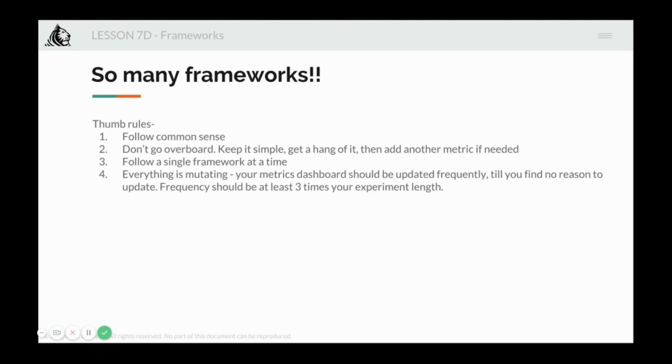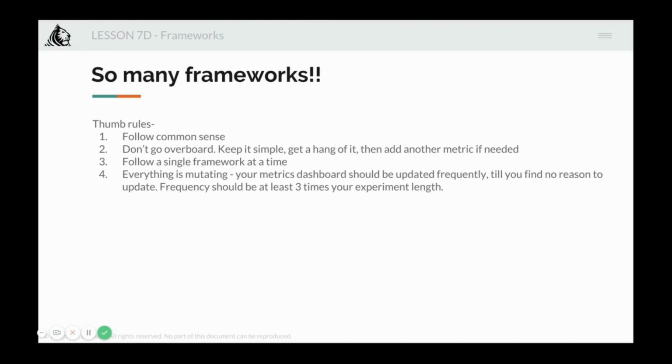Being data driven is important, but that can only happen if you're sane. When you have multiple metrics across multiple frameworks, it will become a nightmare to update them, and you will not be able to derive any kind of insights, because deriving insights will require their own time, right? So just follow a single framework at a time and realize that everything is mutating. Your metrics dashboard should be updated frequently as well, till you find no reason to update.